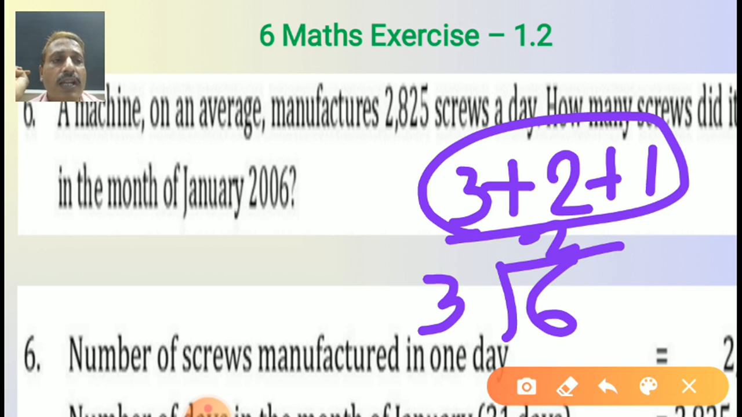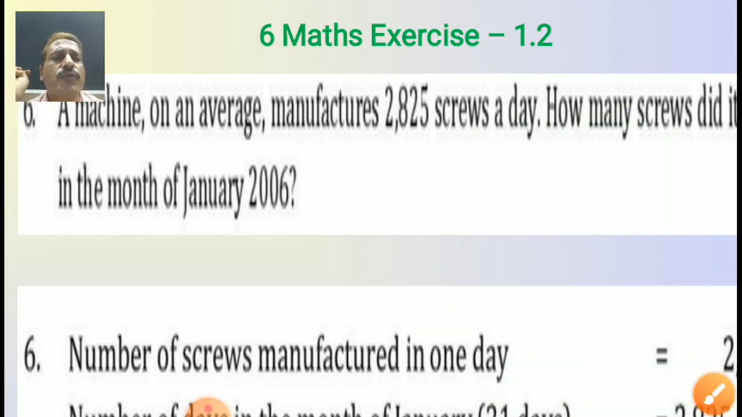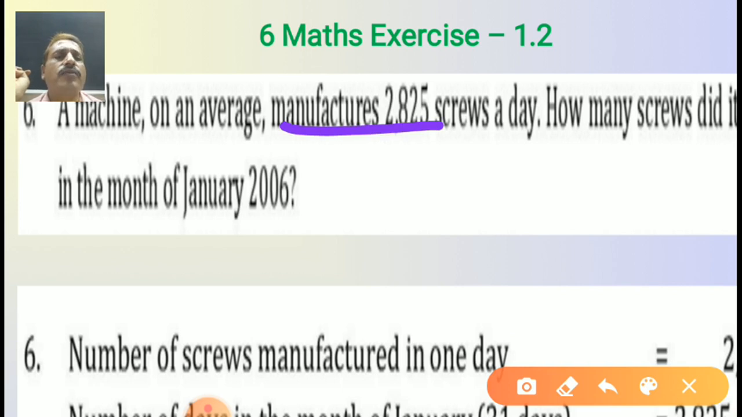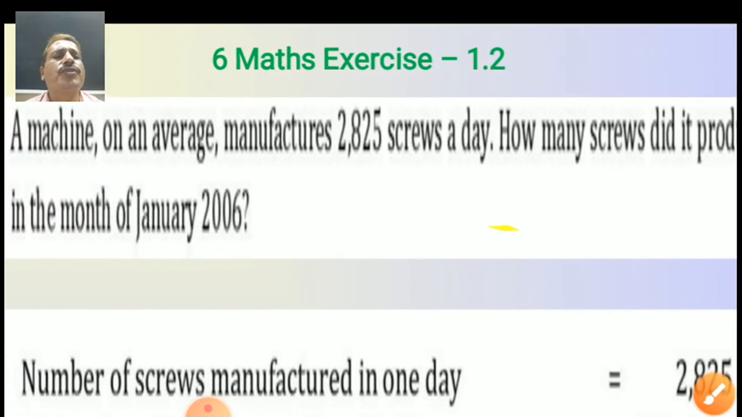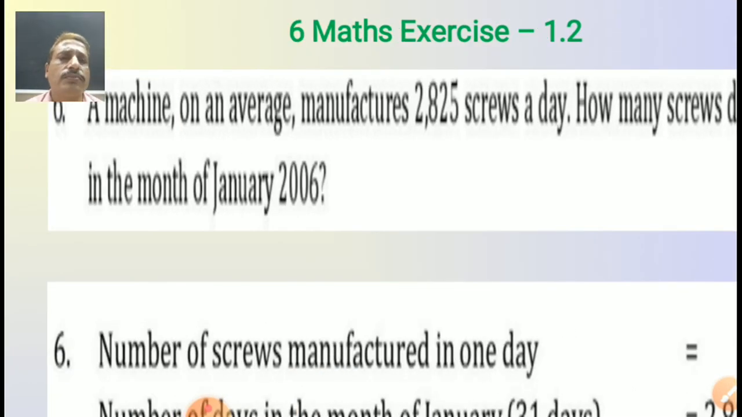So a machine is there. It is preparing some screws. Manufacturing means creating the screw. 2,875. How many screws did the machine produce in the month of January 2006? Arey Baba, now it's a 20 coming, and they ask us in 2006. No problem. Be careful, student.